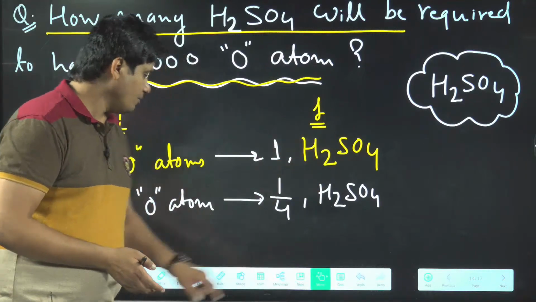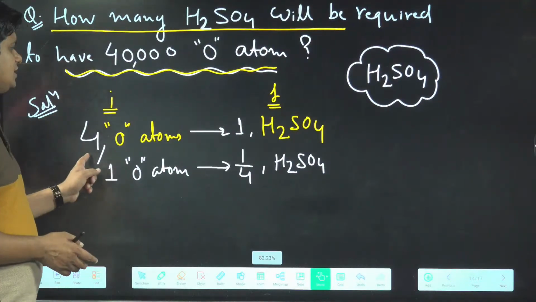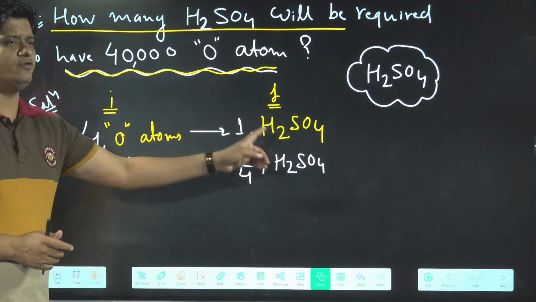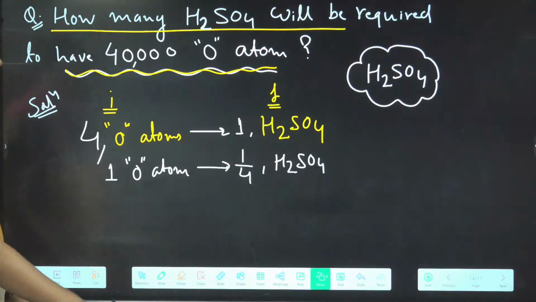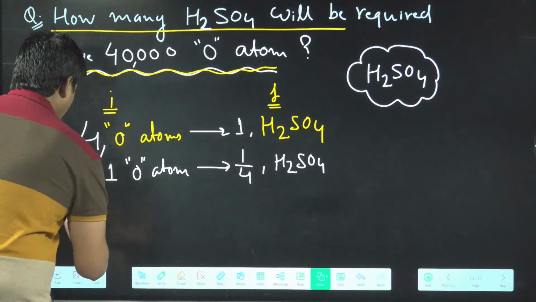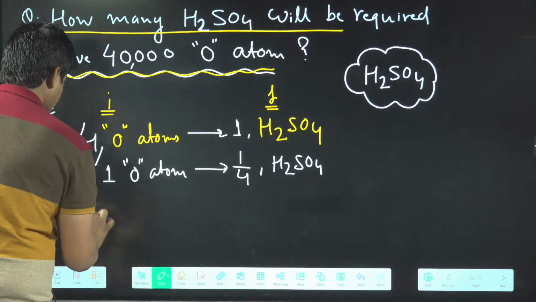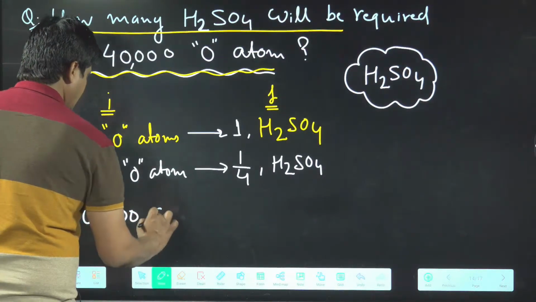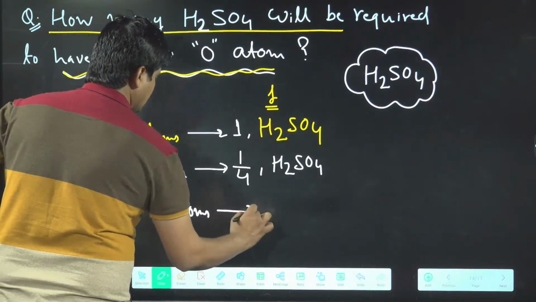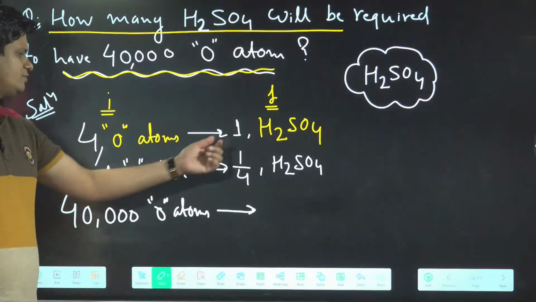Now, I will say like this. 4 oxygen atoms, 1 H2SO4. 1 oxygen atom, 1 by 4 H2SO4. How many oxygen atoms are given? 40,000 oxygen atoms are given. So H2SO4 will be, just multiply 40,000 with 1 by 4.